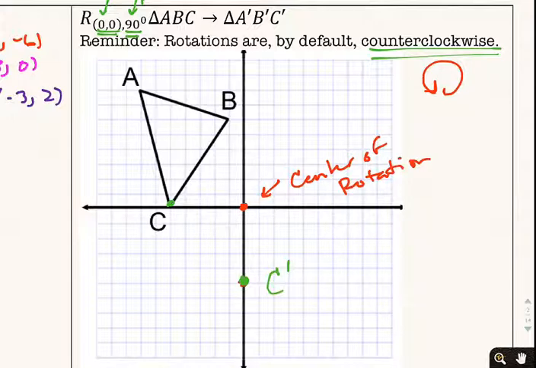I can confirm this a couple different ways. Number one, considering that the angle of rotation is 90 degrees, if I consider the angle formed between the pre-image, the center of rotation, and the image, two things have to be true. One, it has to match my angle of rotation, which it does.